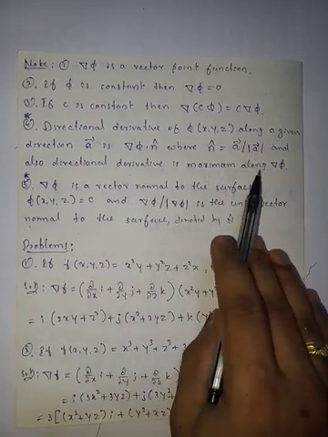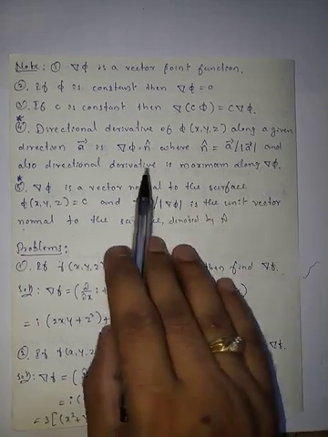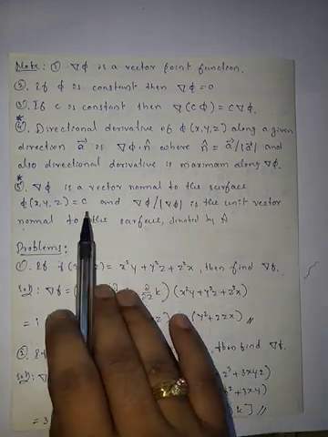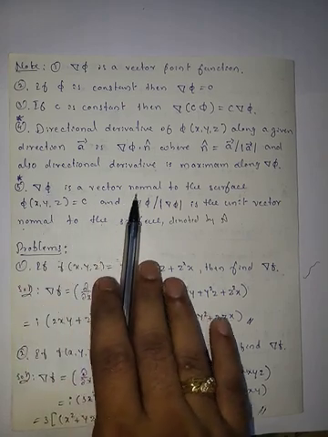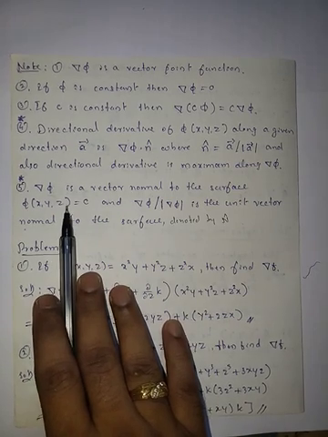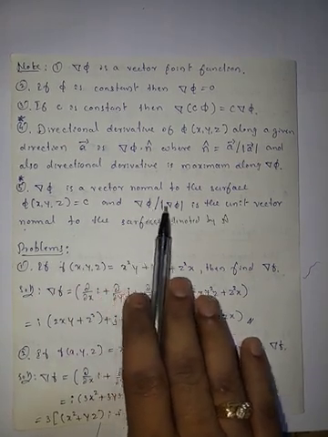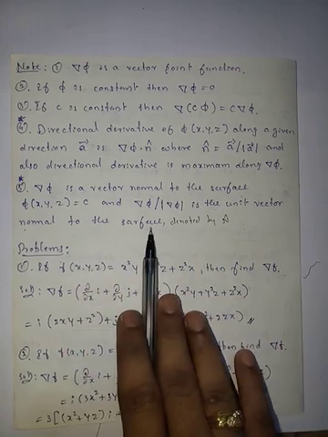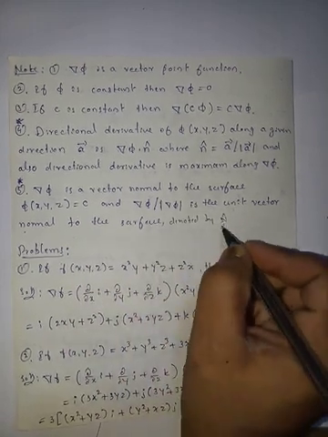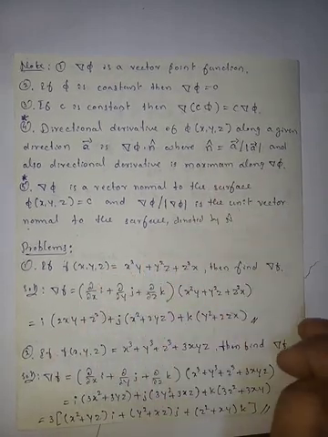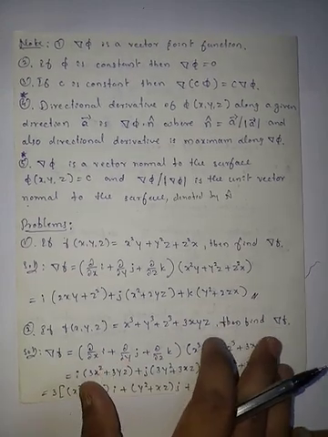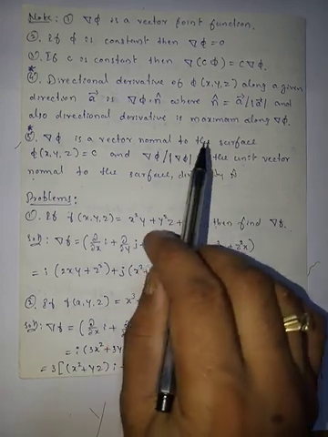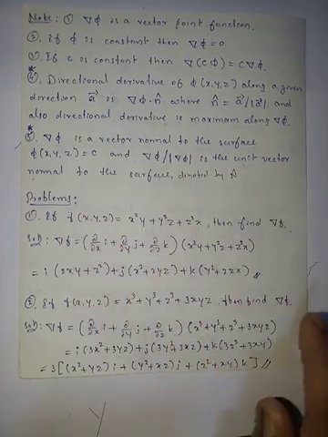Also, the directional derivative is maximum along del phi. So the rate of change of the function phi is maximum along the gradient of phi. And this gradient of phi is a vector normal to the surface phi, and del phi divided by the magnitude of del phi is a unit vector normal to the surface, denoted by n cap. So these are some important results on the gradient of phi. Now we take some examples of finding the gradient of a scalar function and also finding directional derivatives.